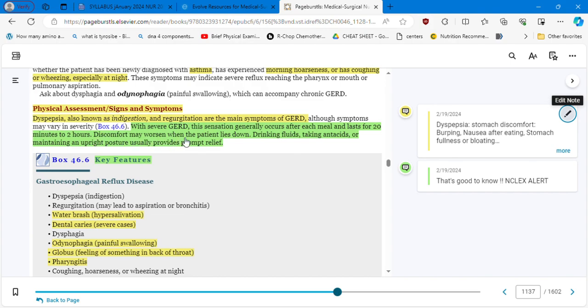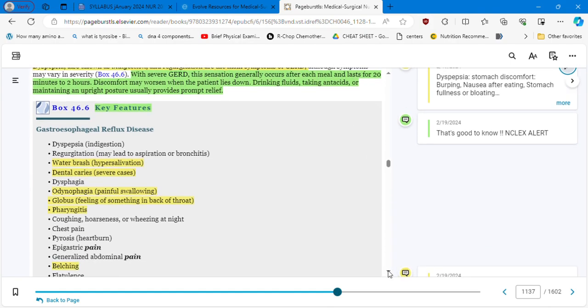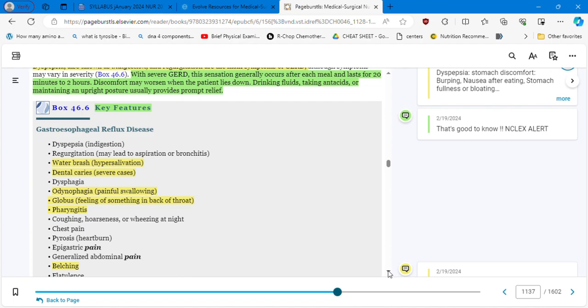Discomfort may worsen when the patient lies down because you are inviting the fluids, right, the reflux, to get into the esophageal area when the patient lies down. Drinking fluids, taking antacids, or maintaining an upright posture usually provides prompt relief. Somehow, by drinking fluids, you are rinsing, right, that area.